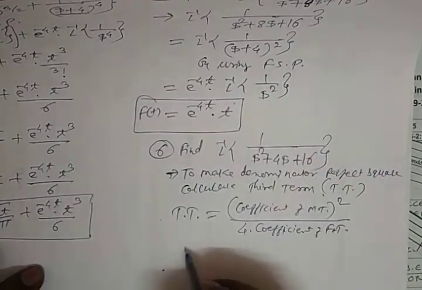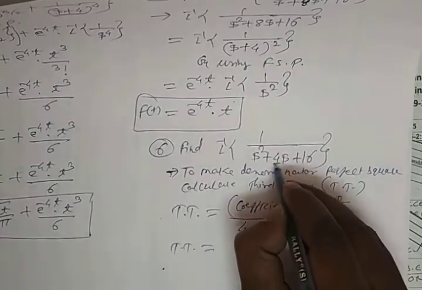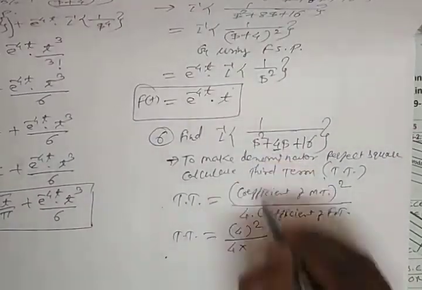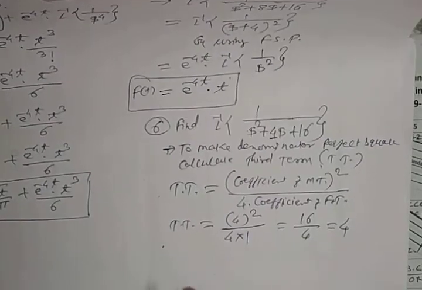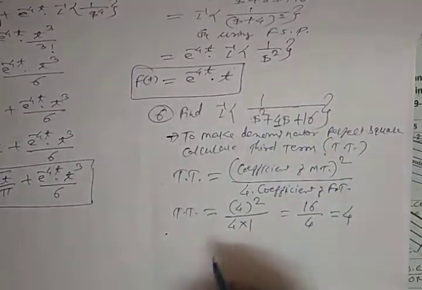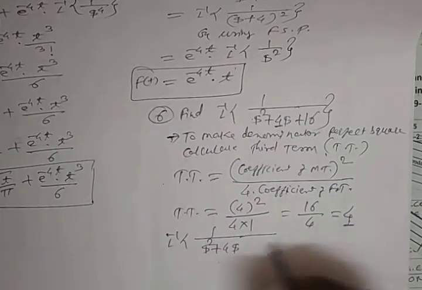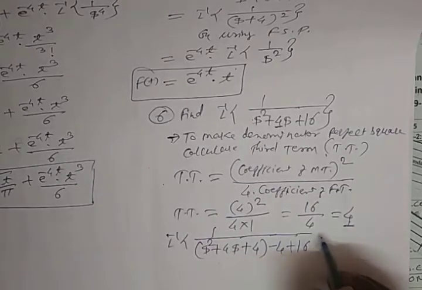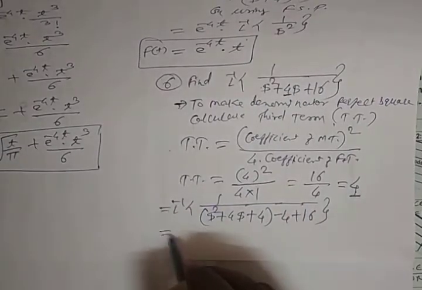Okay, now in this case, third term is equal to, what is the coefficient of middle term? 4. So 4 square divided by 4 into, what is the coefficient of first term? That is 1. So 16 divided by 4, that will be 4. So third term is 4. So once you get the value of this third term, then how to use it? So Laplace inverse of 1 upon s square plus 4s, okay, so this term you have to add and subtract. Remember this.